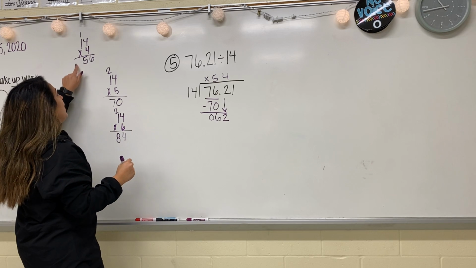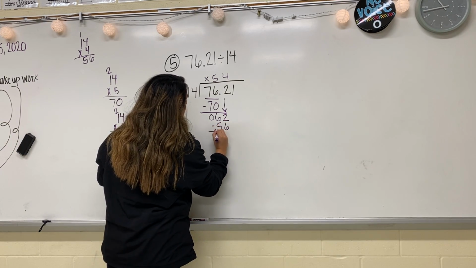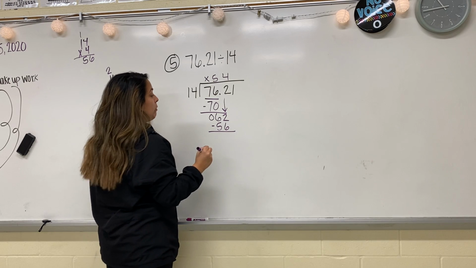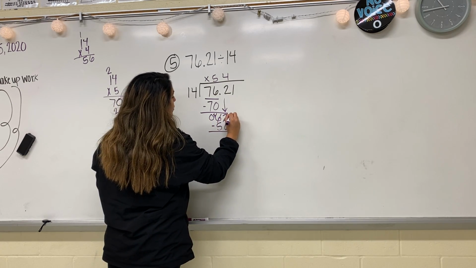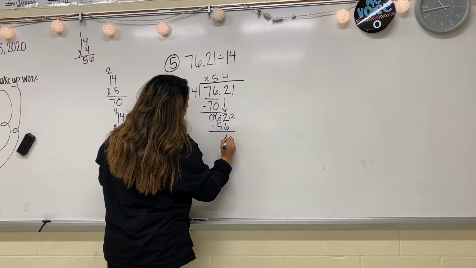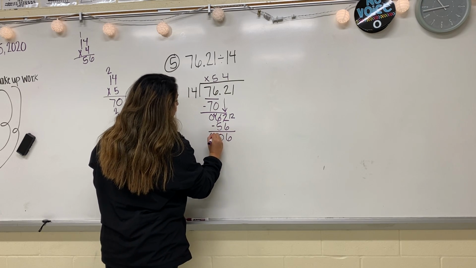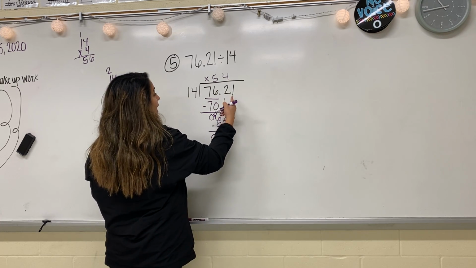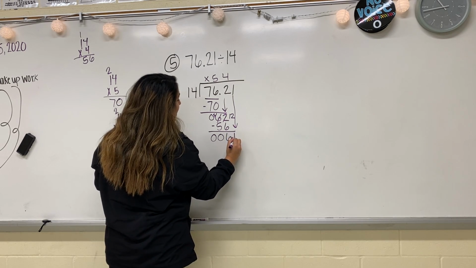4 times 14, I just did it, is 56. I'm going to subtract now. This 6 becomes a 5. This 2 becomes a 12. 12 minus 6 is 6. 5 minus 5 is 0. That becomes 0. And then I still have another number, so I need to bring this one down. Now I have 61.